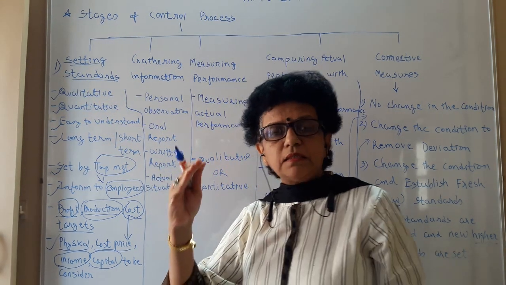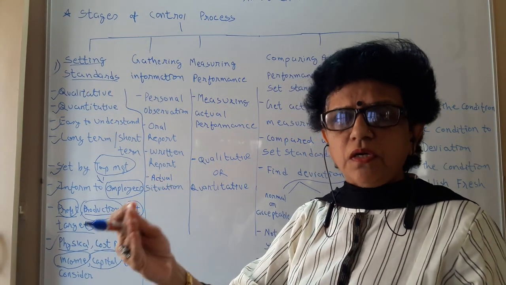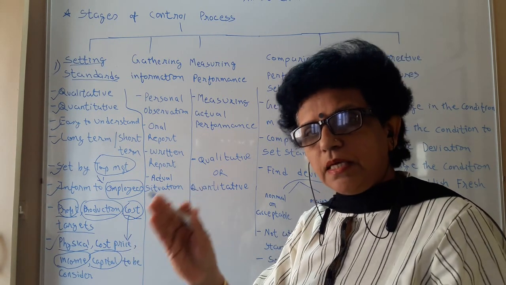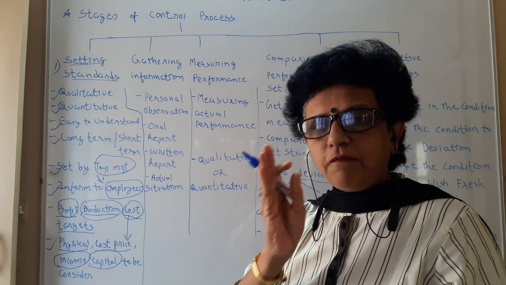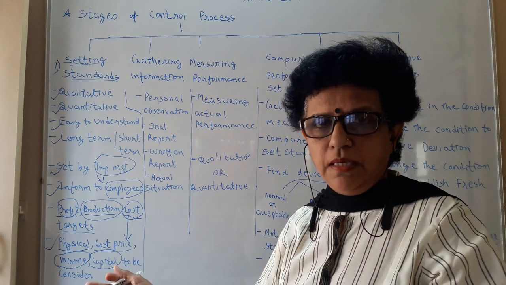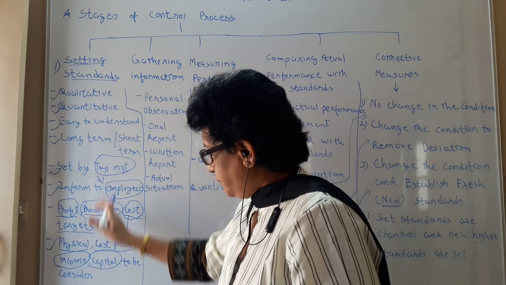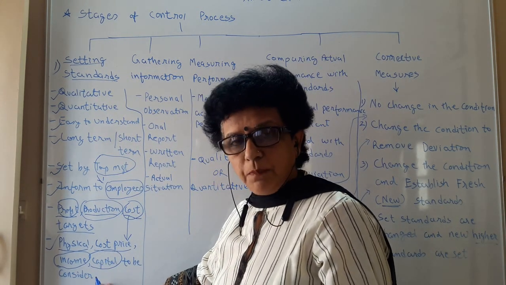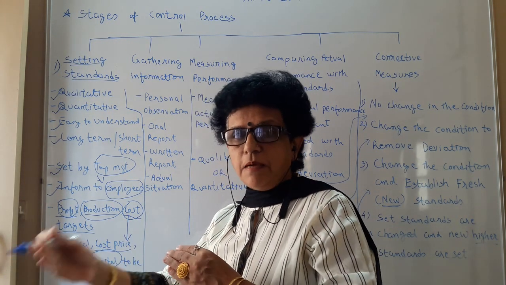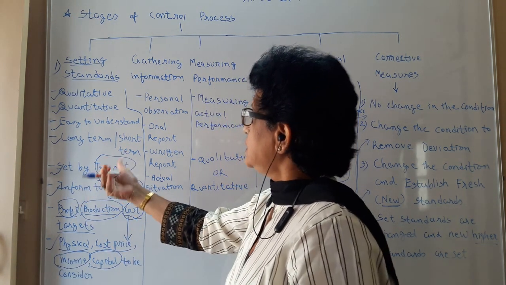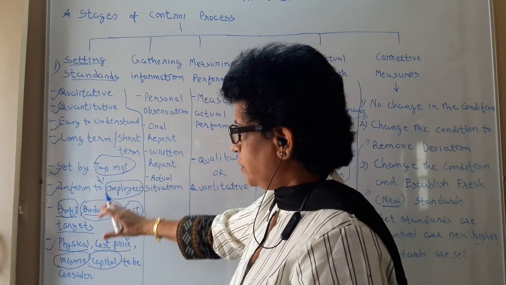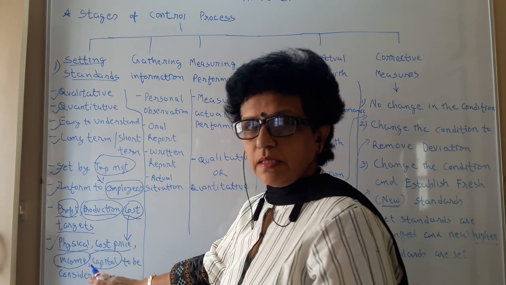Standard setting is the first step of your controlling process. What standard you set, accordingly the comparison is going to be there. So this particular portion of your process is very important, because the next step depends on this particular step. After you have set the standard, you have communicated to employees, all are doing their work.